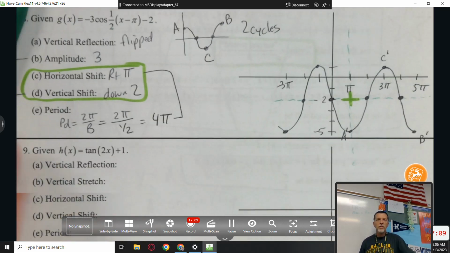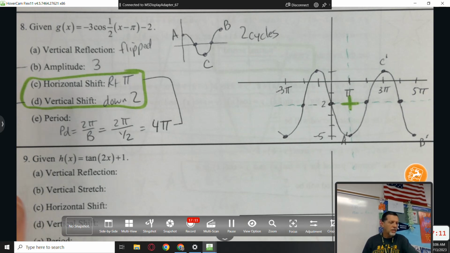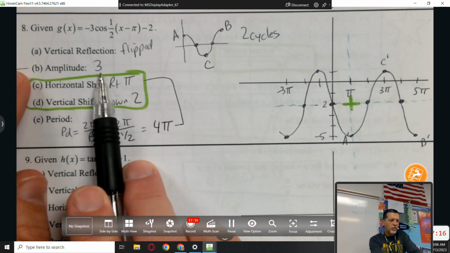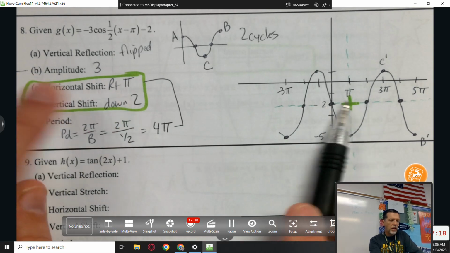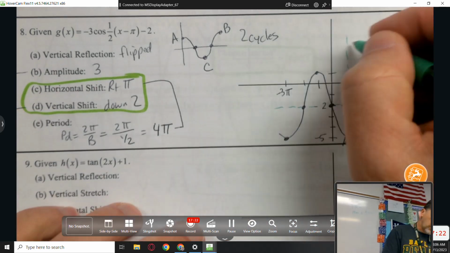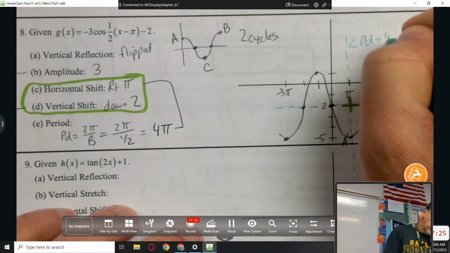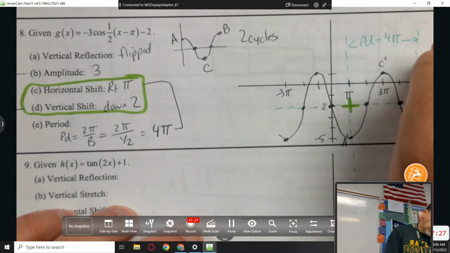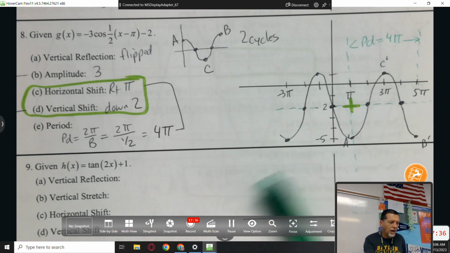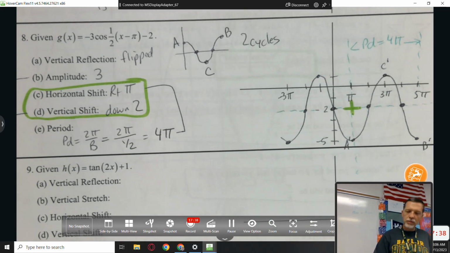And probably a good idea to go back and make sure we did all the things we said we would do. It's definitely flipped. It's stretched by 3. It's right pi. It's down 2. And the period is 4 pi. If you could do number 8, you could pretty much do anything the rest of the unit. Because all of the problems that you could have were on number 8.